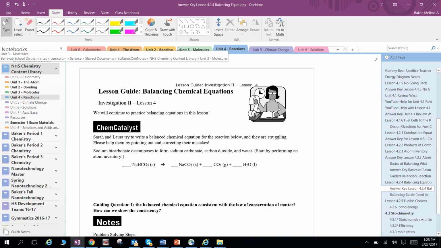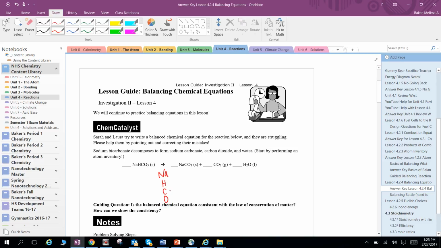Okay, so you missed lesson 4.2.4. It's some extra practice and some new tips with how to balance chemical reactions. So for this first one, let's do an atom inventory. We've got sodium, hydrogen, carbon, and oxygen all involved.